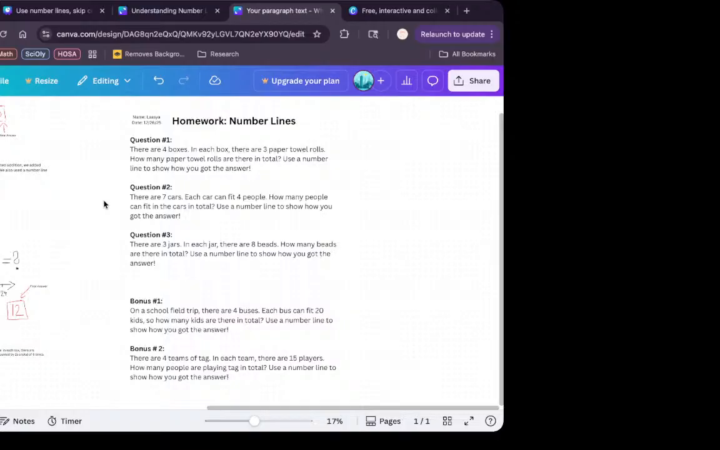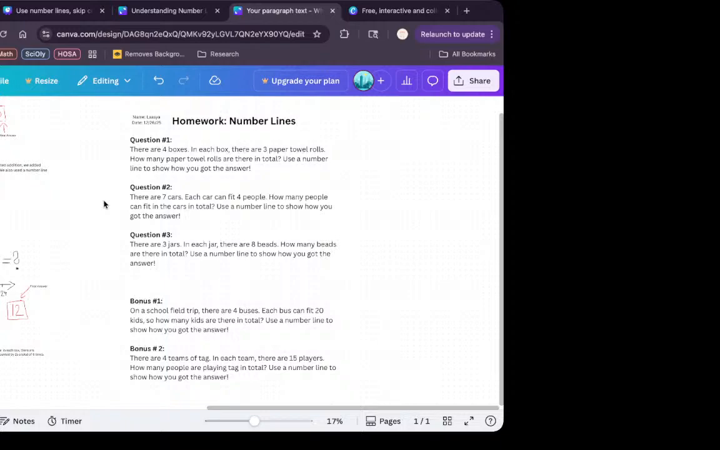And for the third question, there are 3 jars. In each jar, there are 8 beads. How many beads are there in total? Use a number line again to show how you got the answer. And there are 2 bonus questions. If you finish those bonus questions, you get extra credit.